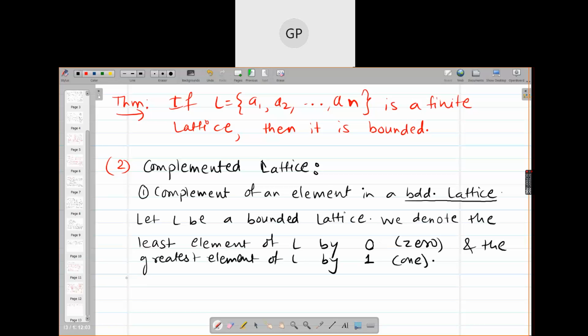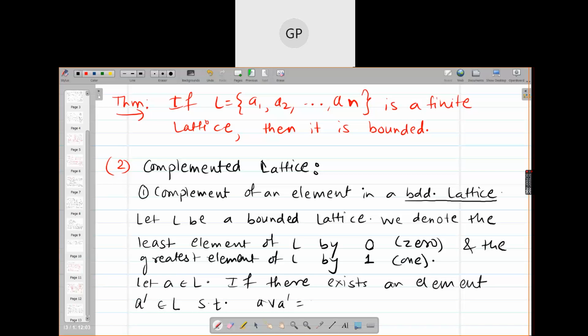Now we will define the complement of an element. Let a belong to L. We take an element of the lattice. What is the complement of this element a? What do you mean by the complement of a? If there exists an element a dash belonging to L such that a join a dash is equal to the greatest element, that is 1, and a meet a dash is equal to 0.